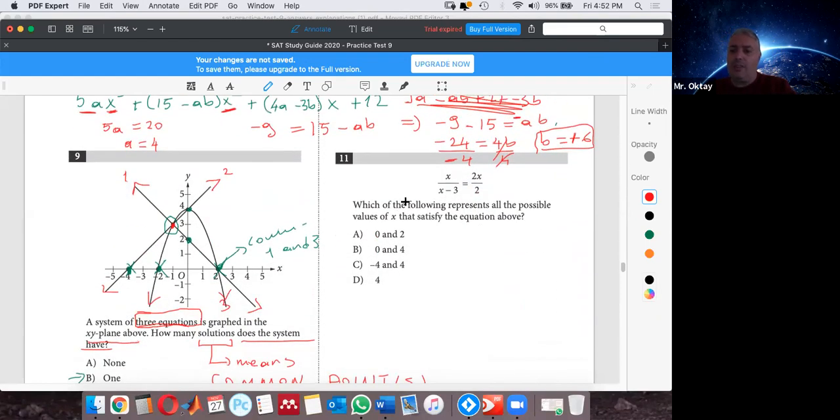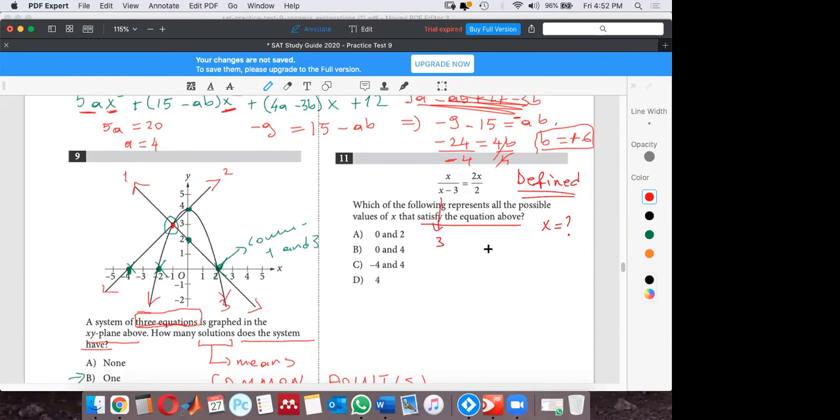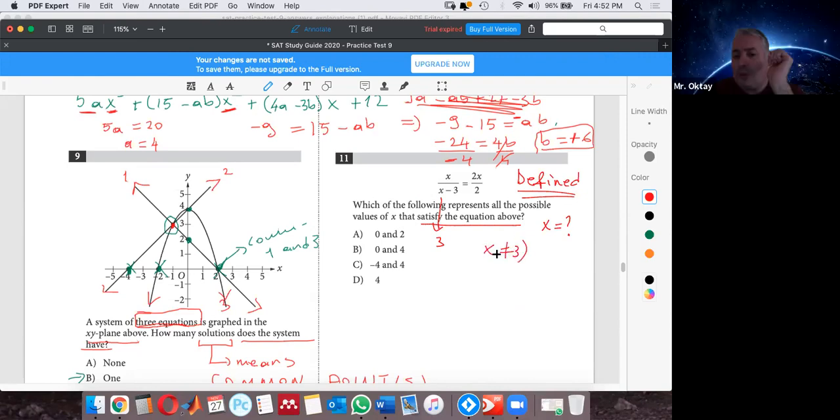Okay, let's solve this question and we can give break. Which of the following represent all possible values of x that satisfy the equation? It means that, shortly, what is x? This is a tricky example. Be careful now, the most important part. This kind of question, always the question must be defined. When you check this, my dear students, if x is 3, for example, 3 minus 3 is 0. That means x mustn't be 3.